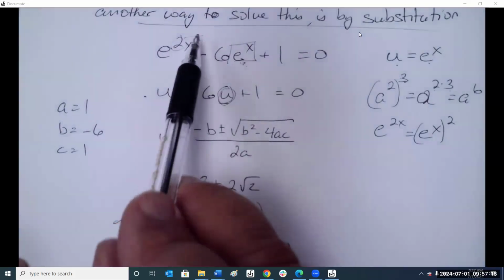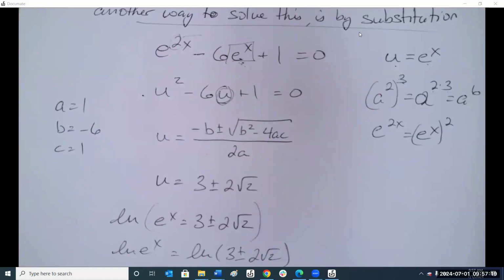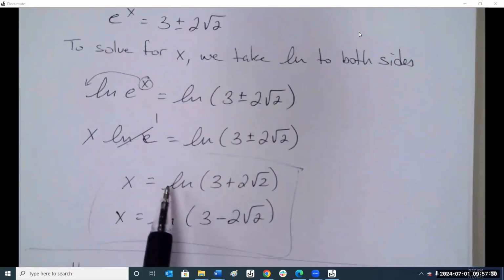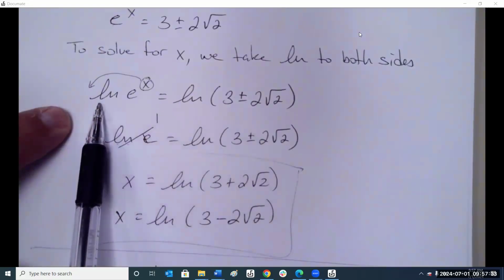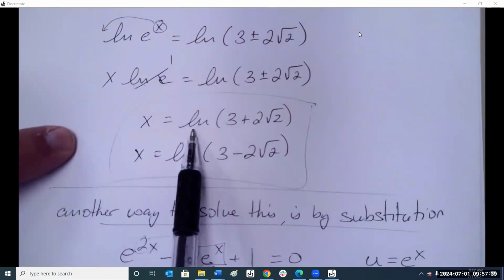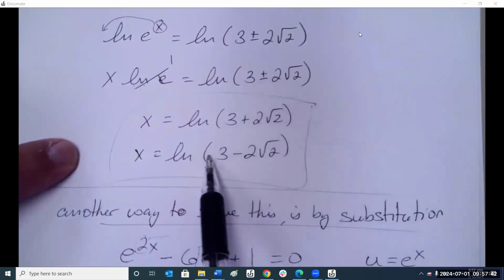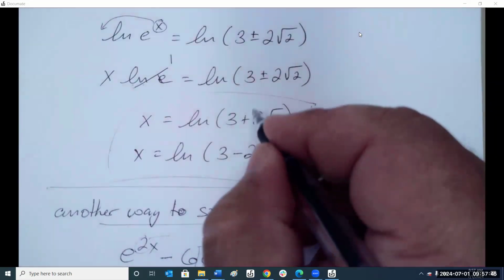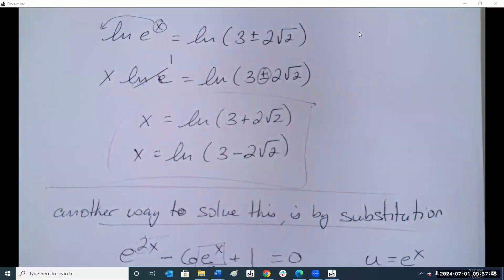That would be e to the power x. Did it equal 3 plus or minus 2, or 3 plus or minus the square root? Because once we took the ln of both sides, the exponent came out and the ln on this side cancels. So we get x equals ln of the 3 plus and x equals ln of the 3 minus. We'd have to take them both, one of each, because for the answer to the quadratic equation, we got 3 plus or minus the square root. Right.